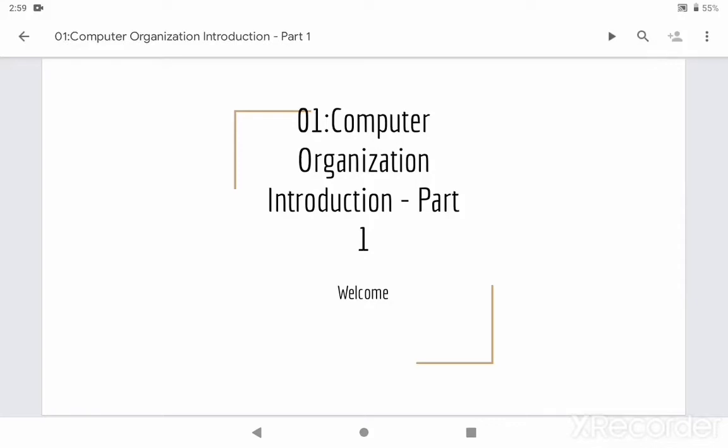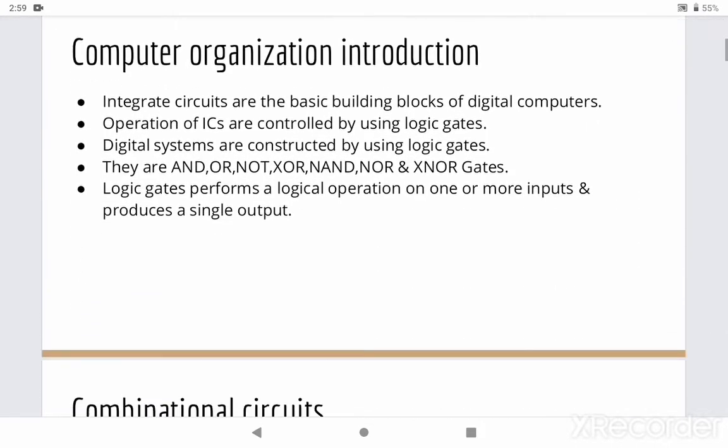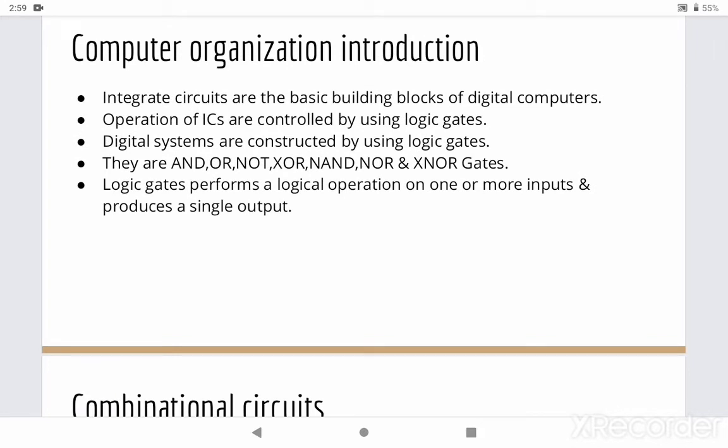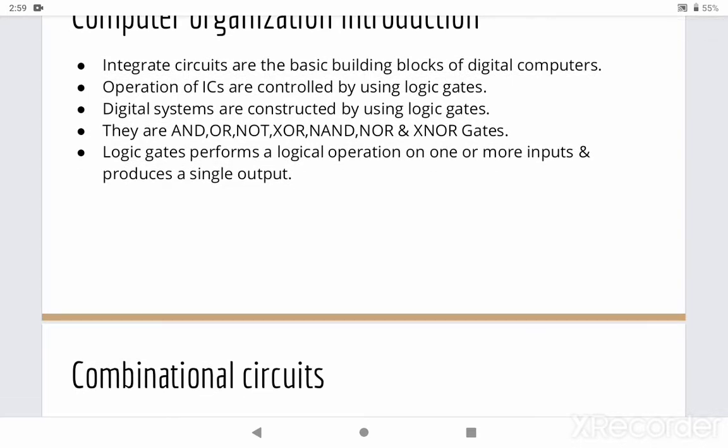Hi all. So we are talking about our first chapter, Computer Organization, Part 1. So we have discussed the computer organization and also the logic gates. What is the importance of logic gates in our computer organization or digital computers? Then what is an IC? How is it made? What are the logic gates that we have?